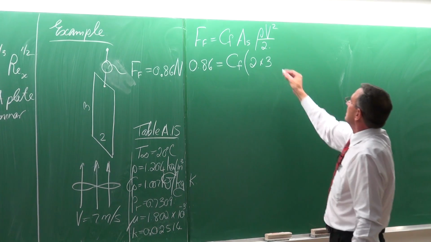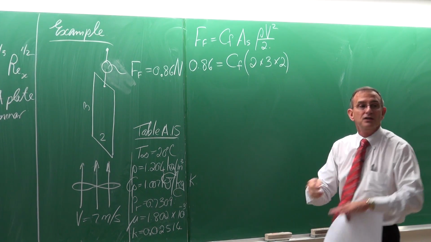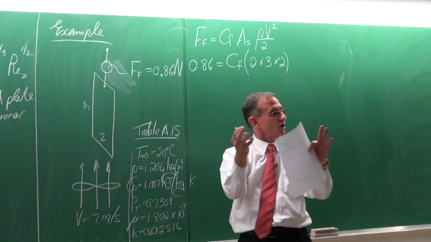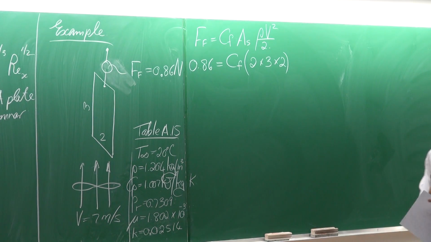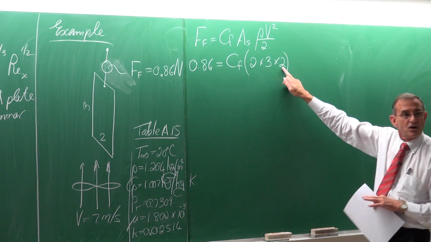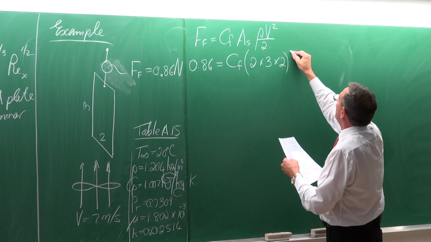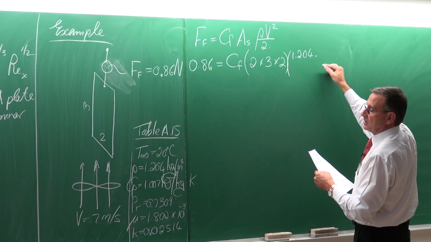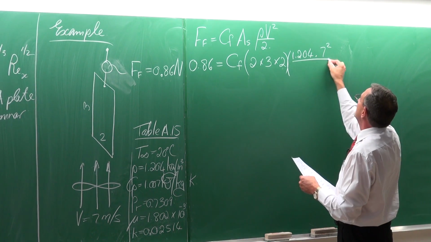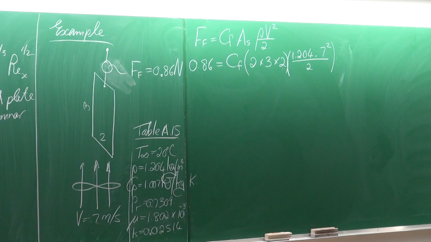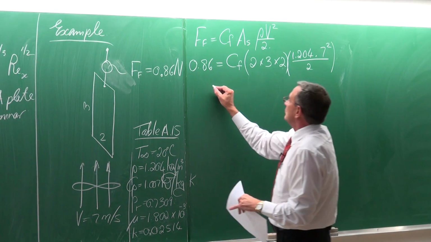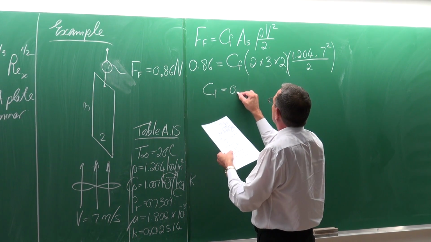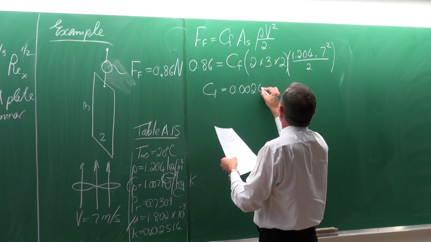Yes, good. We also have to take into consideration the backside of the plate. The air flows on both sides of the plate, not only on one. So it is both sides of the plate, multiplied by the density, 1.204, multiplied by the velocity, 7 squared, divided by 2. From this we can get the friction coefficient, which is equal to 0.00243.